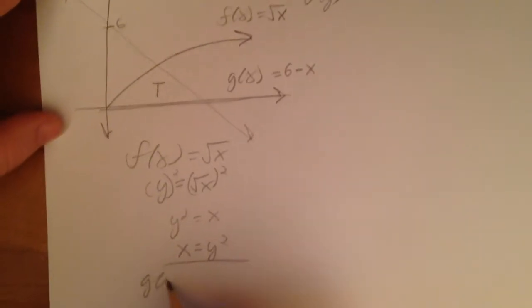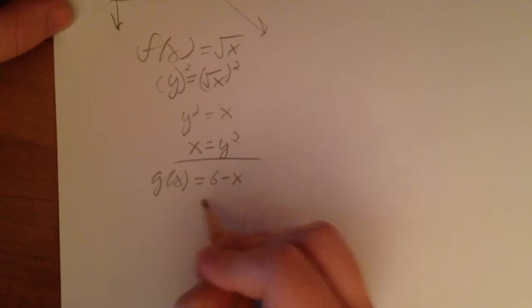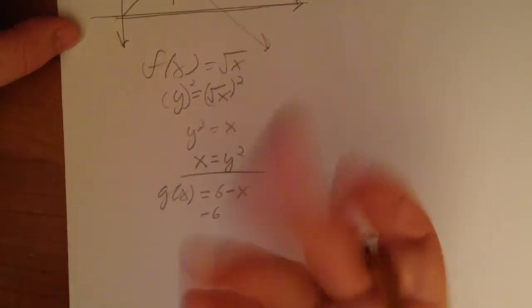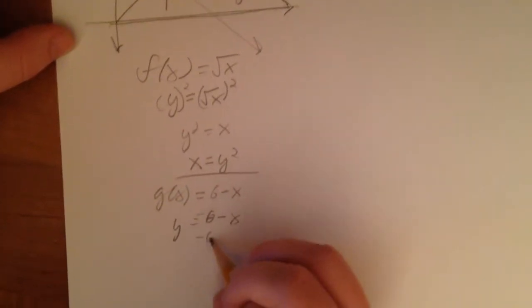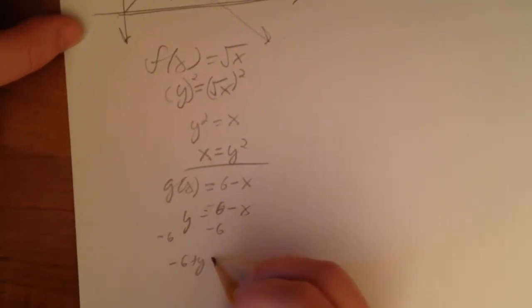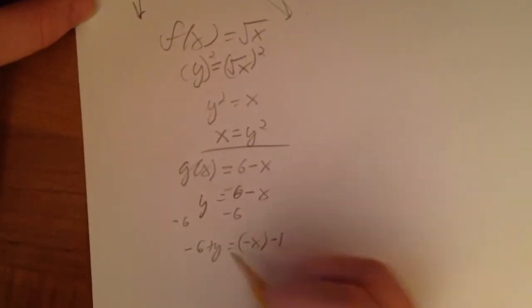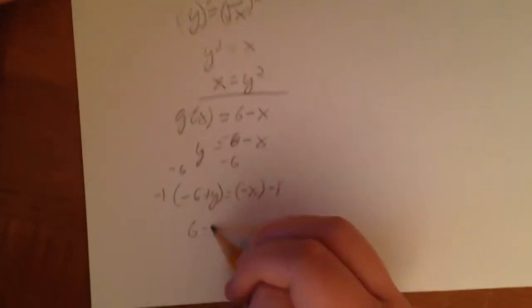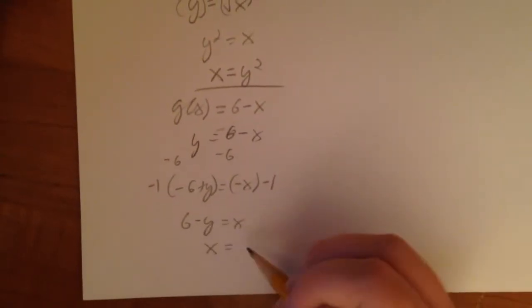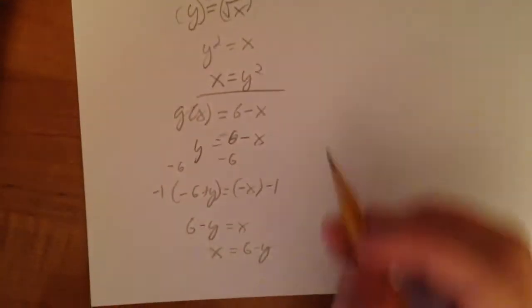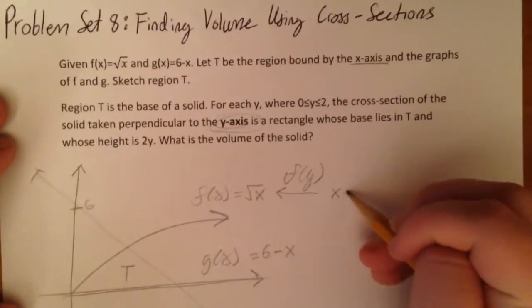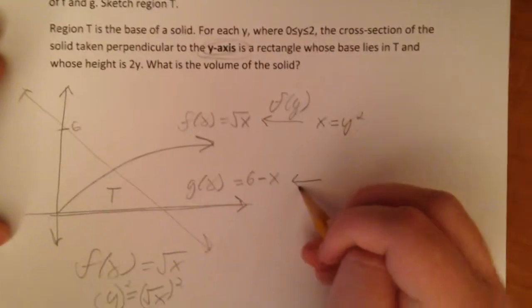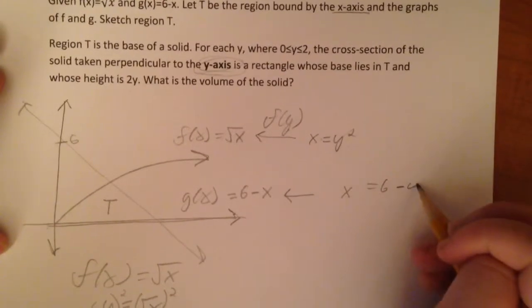Now let's set g of x in terms of y. g of x is equal to 6 minus x. We would have y is equal to 6 minus x. So we would just subtract 6 from both sides. We have negative 6 plus y is equal to negative x. Multiply both sides by negative 1. We would have 6 minus y is equal to x. Rewrite to make it pretty. We have x is equal to 6 minus y. Great, we have our f of x and g of x in terms of y. I'll rewrite them right here. We know that f of x is equal to the square root of x is the same as x is equal to y squared. Same equations, we're just rewriting them in terms of y. So there we have that.